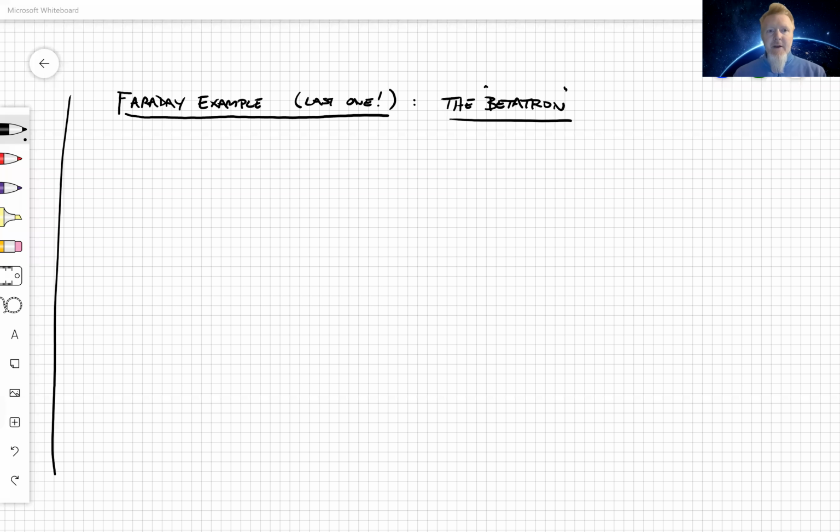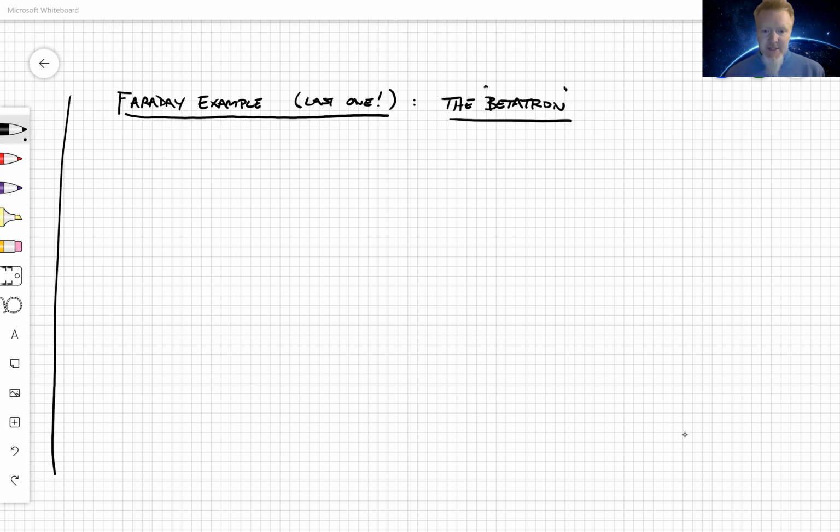Alrighty, well, let's get started, I suppose, with an example on Faraday's law. It's kind of an interesting one. I'm going to do this one for a particular reason, and I'll show you that reason as we go along. So this is called the betatron. It is a particle accelerator.